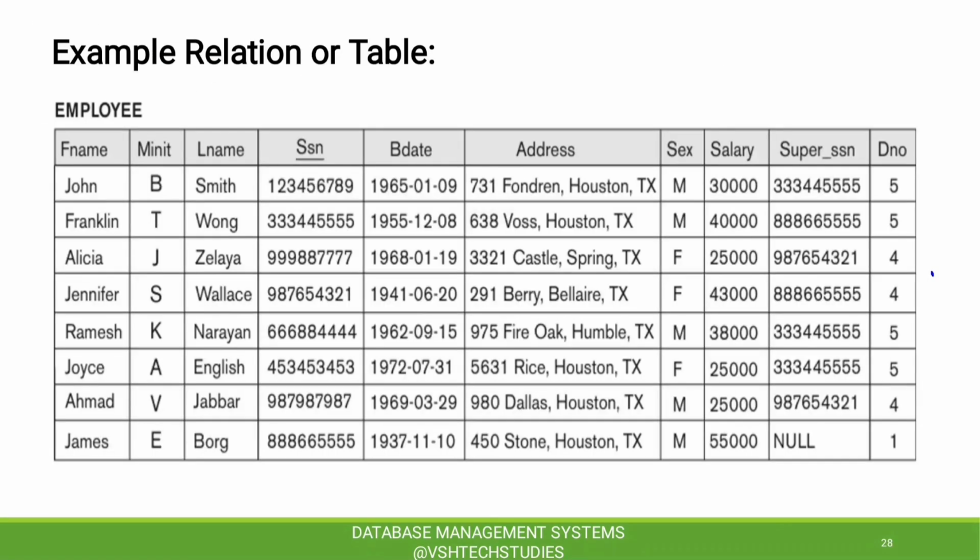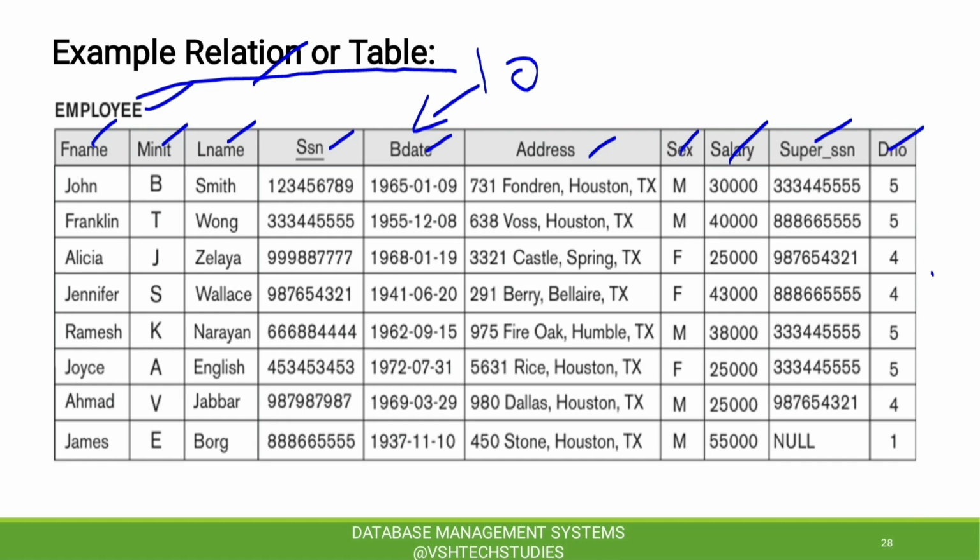Okay. Next we shall see an example relation or table. Here the relation name is employee. This employee is having 10 attributes or properties and they become the 10 columns here, namely F name, M init, L name, SSN, B date, address, gender, salary, super SSN, DNO. So the number of columns in a relation is called as its degree.